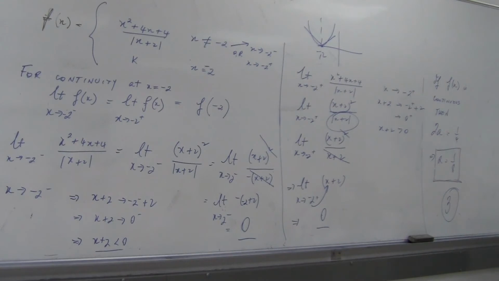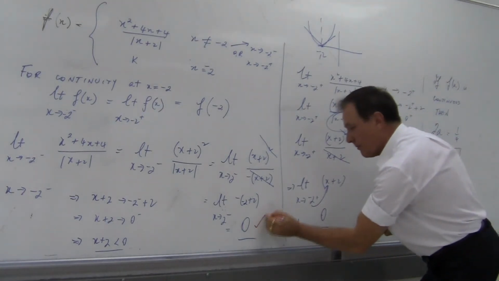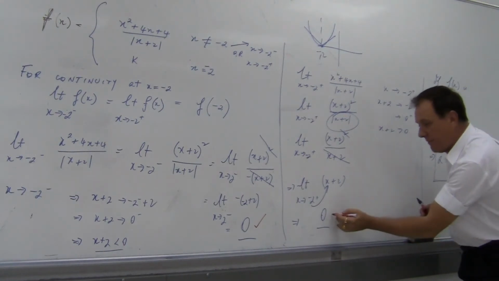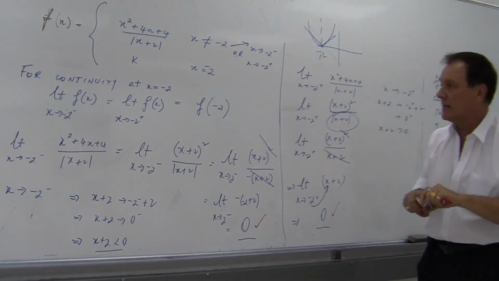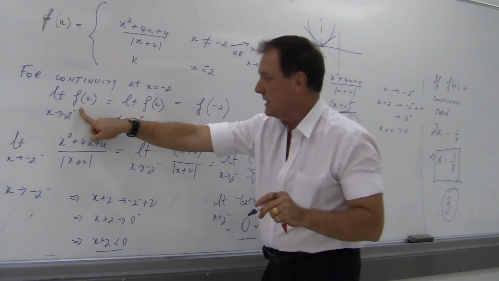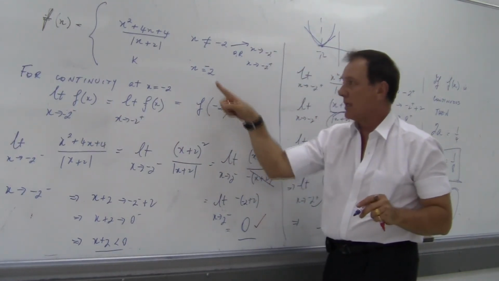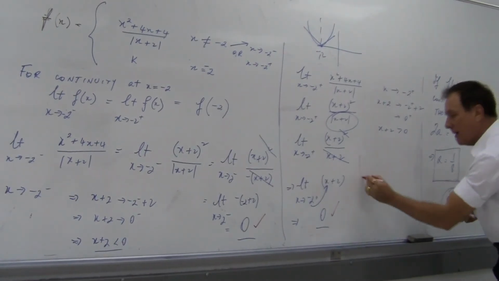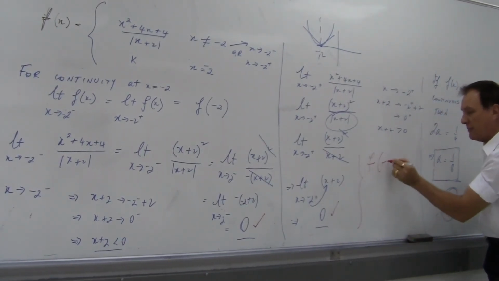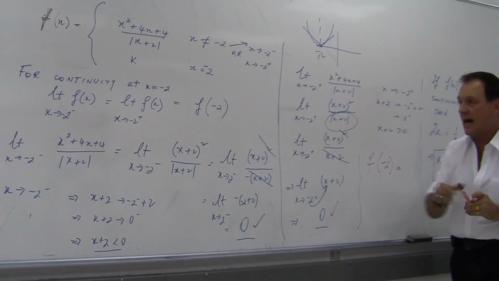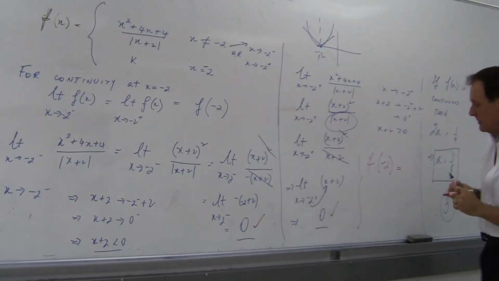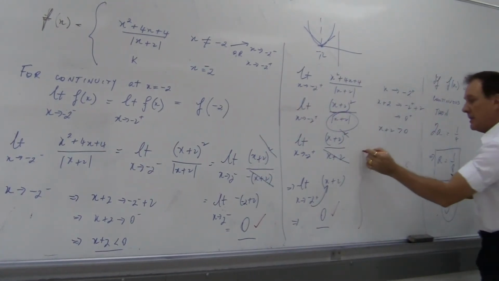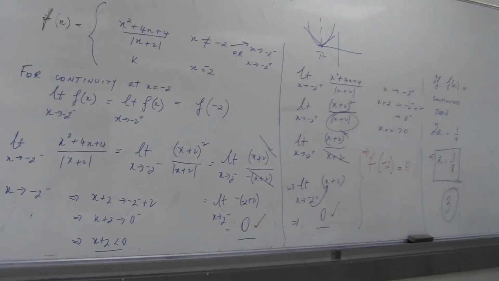So here's the limit from below, here's the limit from above. This is 0, this is 0. What will the value of the function have to be? We can write there, f of negative 2 will have to be the same as each of the limits. It will have to be 0. And that's number 3.